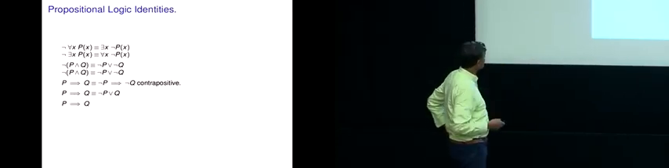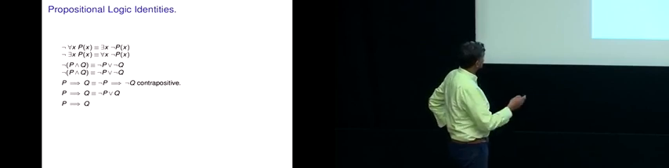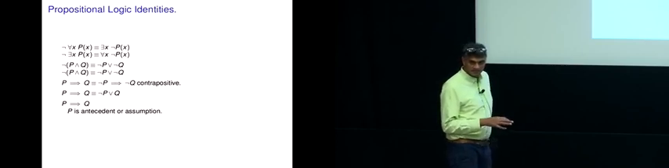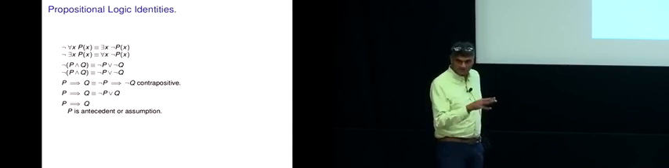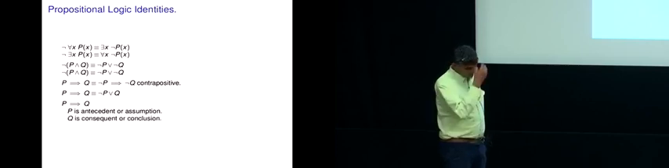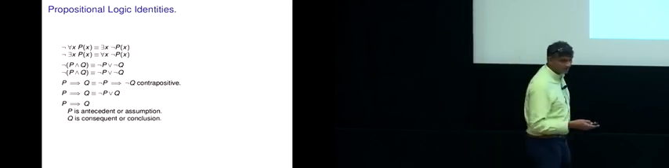So, P implies Q. P is the antecedent of this implication. I might use the word antecedent. I just don't want you to get confused, or the word assumption. And Q is the consequent or conclusion.